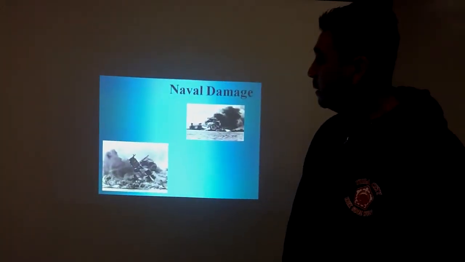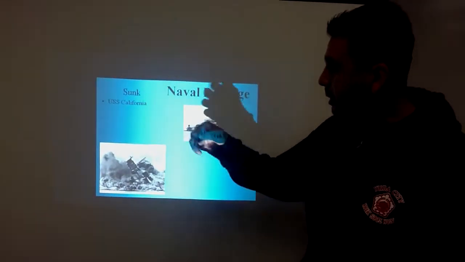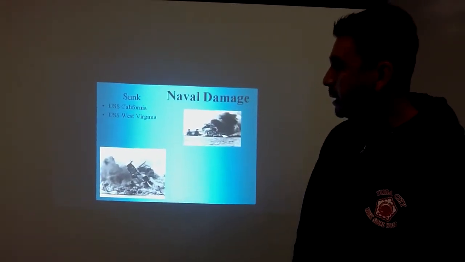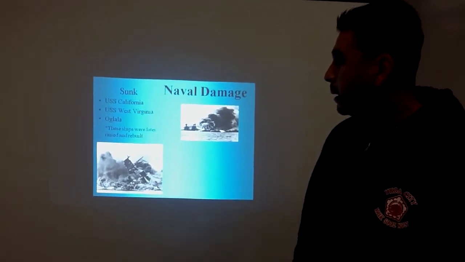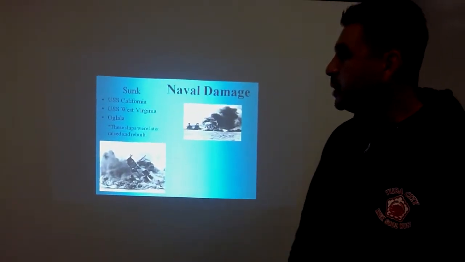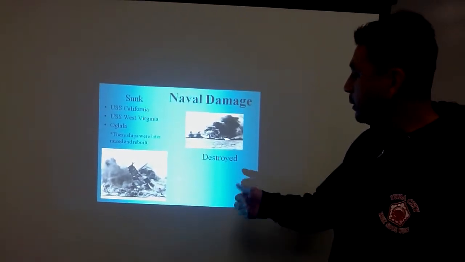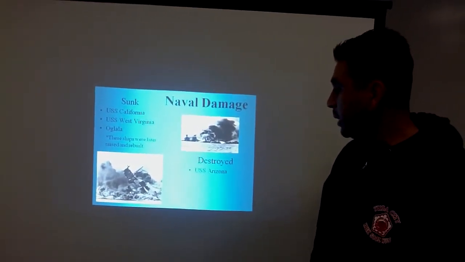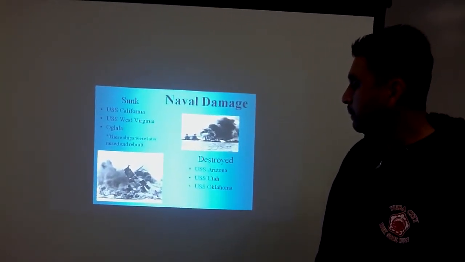And now I'm going to talk a little bit about the naval damage. It talks about the sunk ships. These are all the ships that were sunk, some of the big name ships that we know. And then here it talks about these ships were later brought back up and rebuilt. And then these are the ones that were completely destroyed: the USS Arizona, USS Utah, and the Oklahoma.